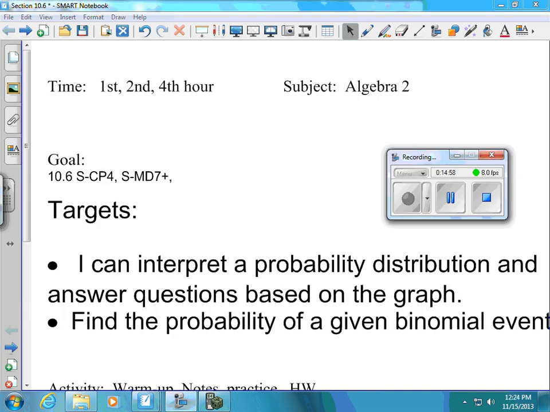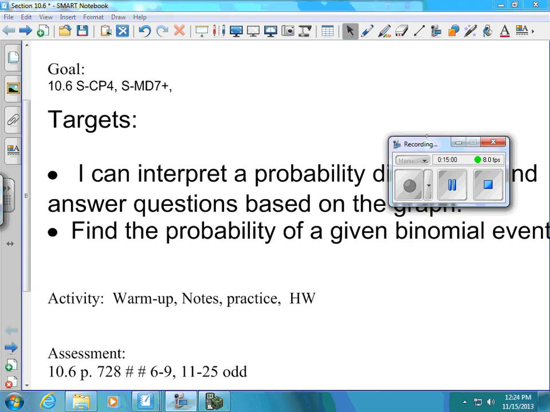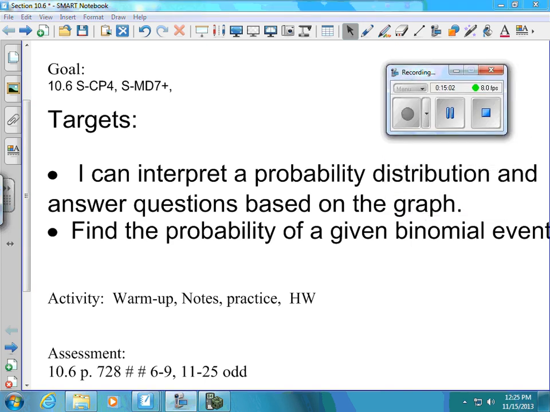Okay, did we hit our targets today? I think we did. We interpreted probability distributions, the graphs that we did, histograms, and we answered questions based on the graph, and we found the probability of a given binomial event using the formula we just learned about today. Have these notes ready to be checked tomorrow. We'll see you then.